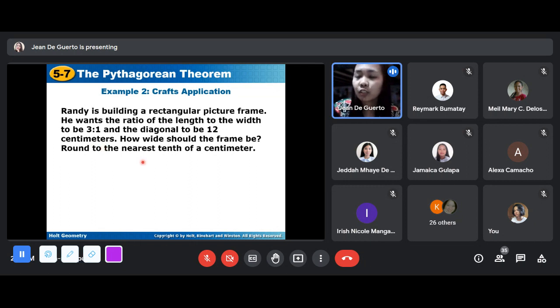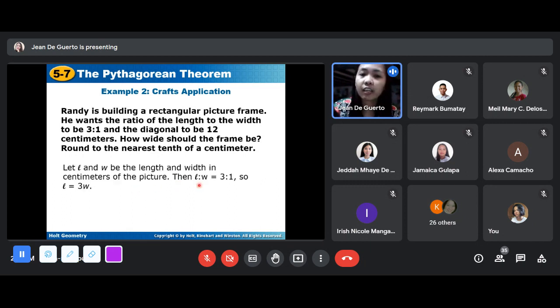So, we are asked to determine how wide should be the frame. Okay? Kung gaano daw, ano yung length ng width nung rectangular frame. So we are going to let L and W, of course, be the length and width in centimeters of the picture frame, the rectangular frame. Okay, so we can have length is equal to 3W. Okay, ni-replace natin yung width dito by 1. So length would become 3W.